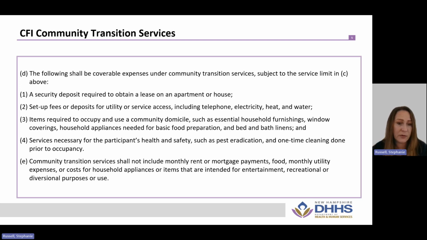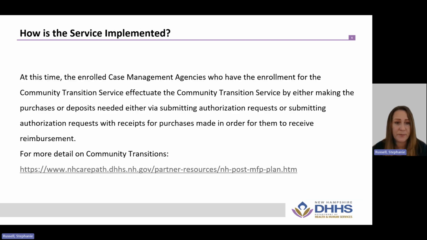And it shall not include monthly rent or mortgage payments, food, monthly utility expenses, or costs for household appliances or items that are intended for entertainment, recreational, or diversional purposes or use.